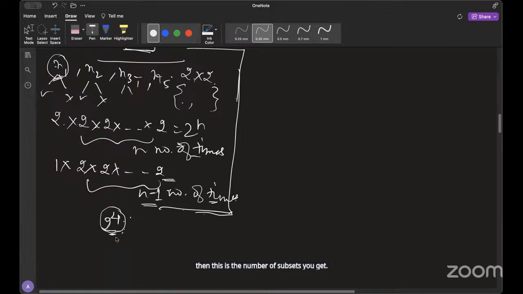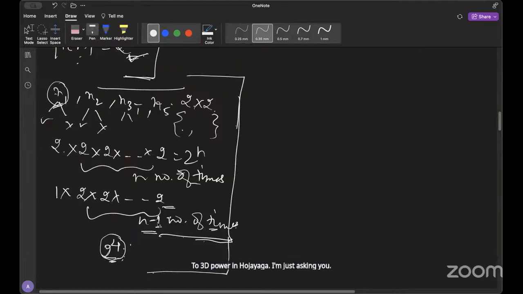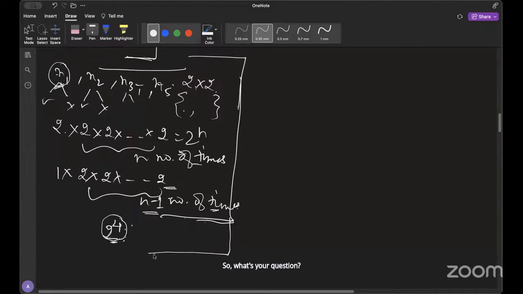Ma'am, if there are 3 possibilities for keeping an element, then it would be 3 to the power n. I'm just asking you, what's your question? Ma'am, suppose n1 has 3 possibilities. No, it doesn't. There are only two.